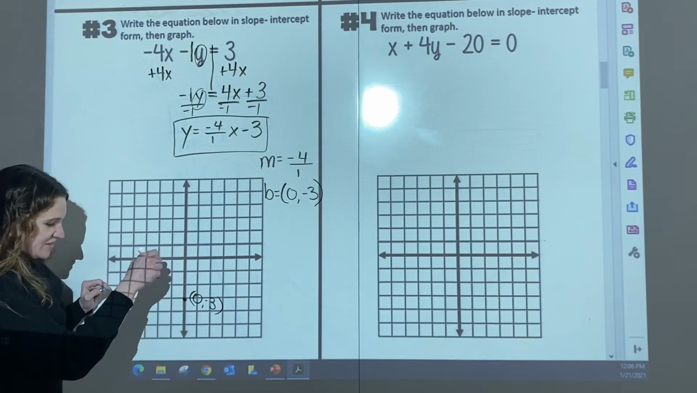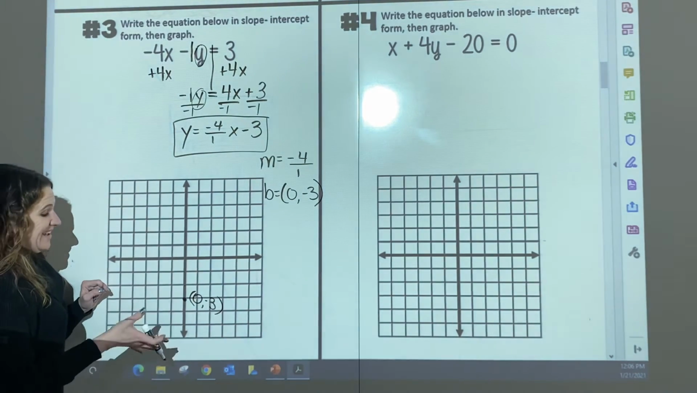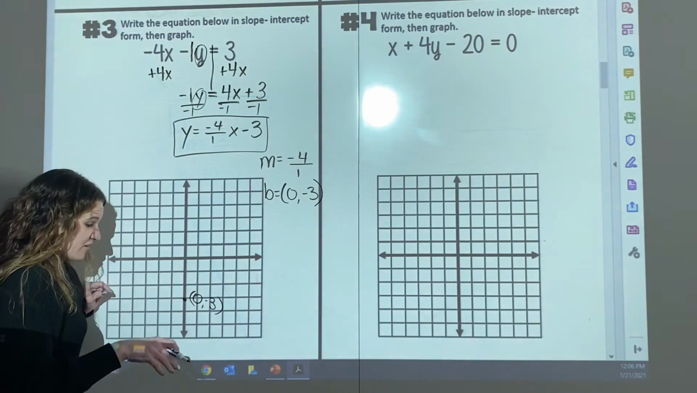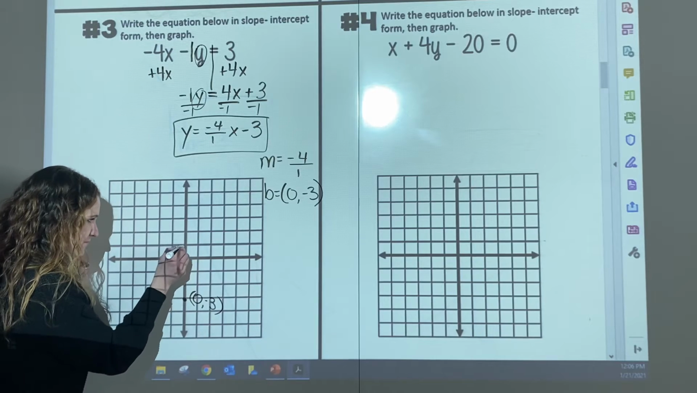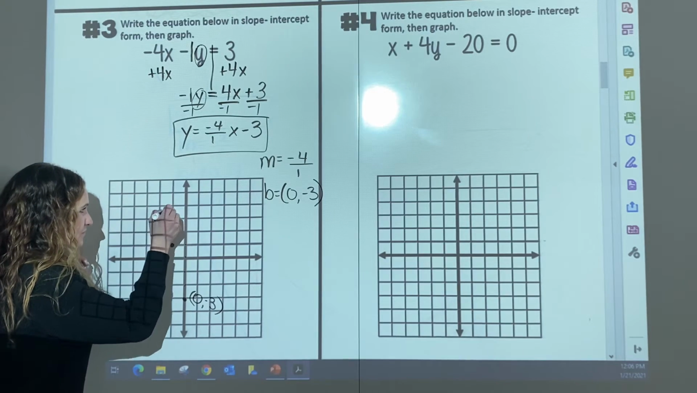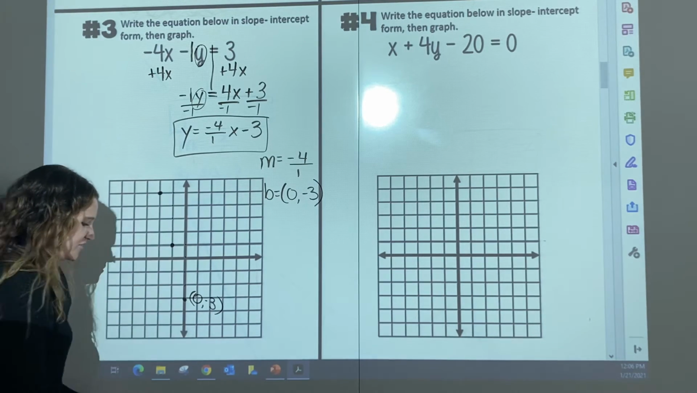Then from there, I should go down 4 to the right 1. I'm not going to be able to do that or I'll go off my graph. So let me go up 4 to the left 1. And draw your line.